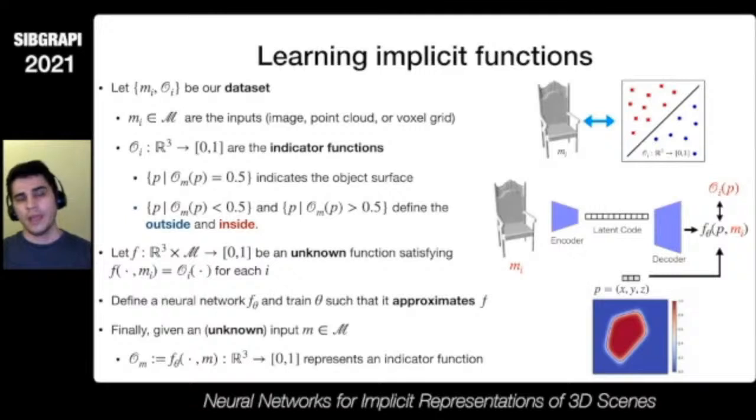Now, note that we are considering a kind of continuous indicator function. This is because we are dealing with neural networks, which are usually continuous functions.